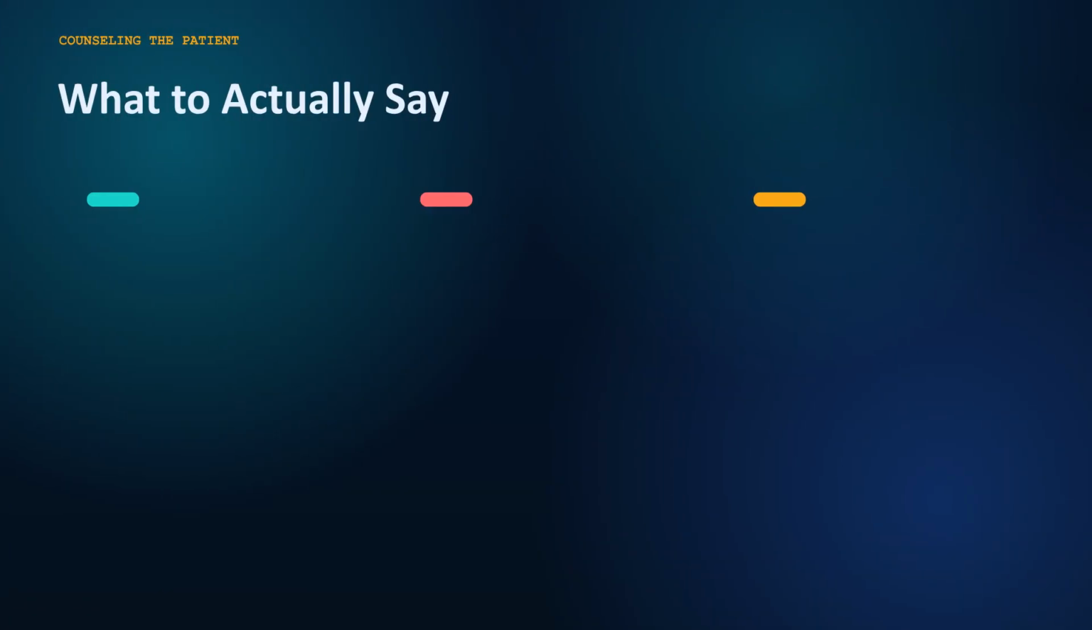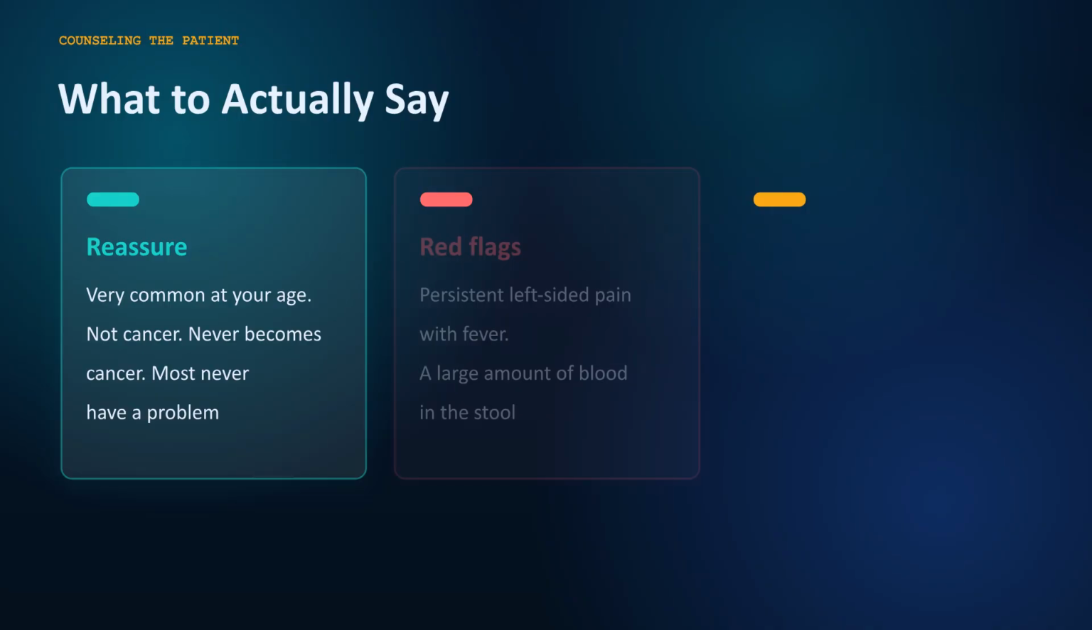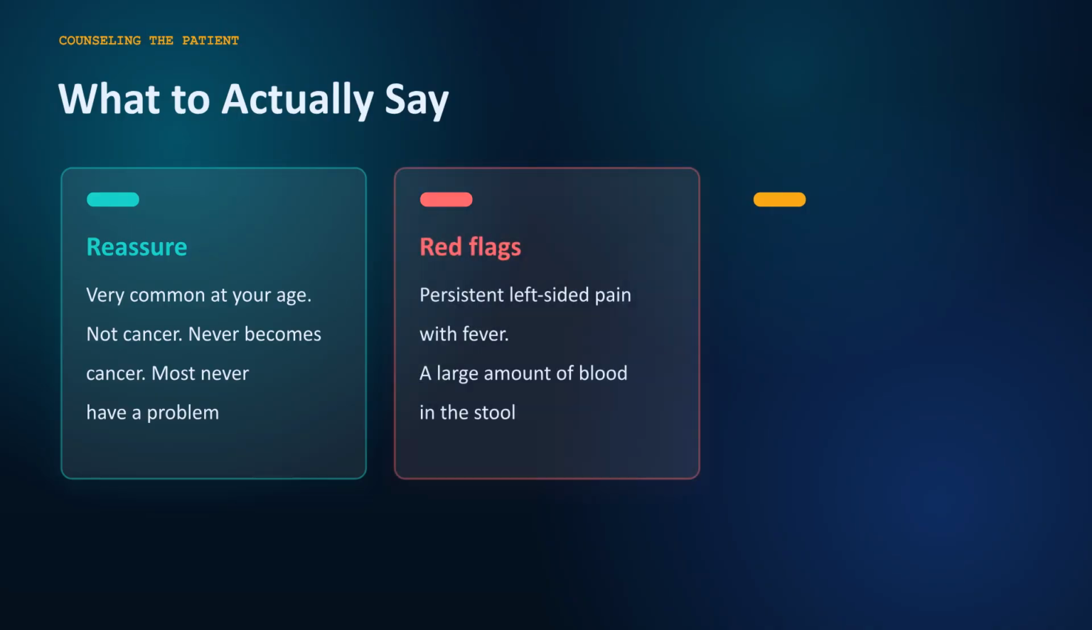Let us put the counseling into plain words. Tell him this. You have small pouches in the wall of your colon. They are very common at your age. They are not cancer, and they do not turn into cancer. Most people who have them never have a problem from them. Then tell him precisely what to watch for. Persistent left-sided pain with a fever, or a large amount of blood in the stool.